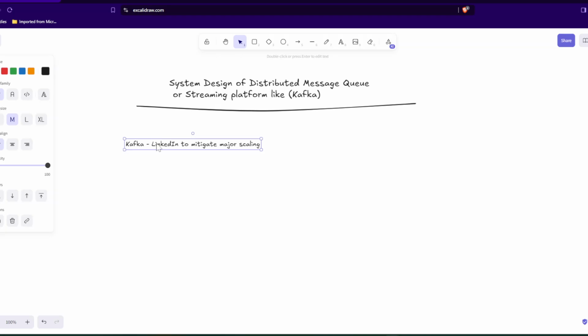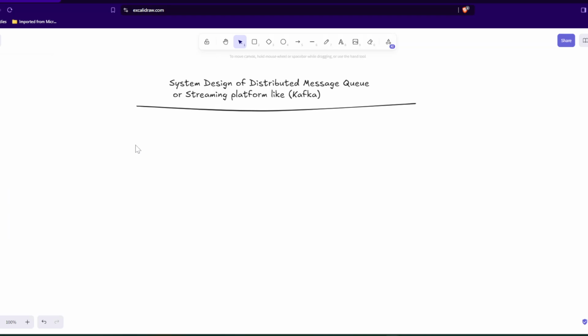So before going there, let's discuss what exactly message queues are, and then we will come to the details of the streaming platforms, and probably it will be easier for us to understand the requirements, and then we will go ahead with our key design decisions, the nitty gritty of the implementations, whatnot.